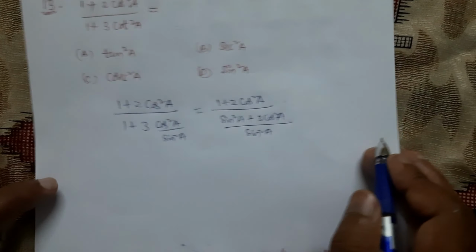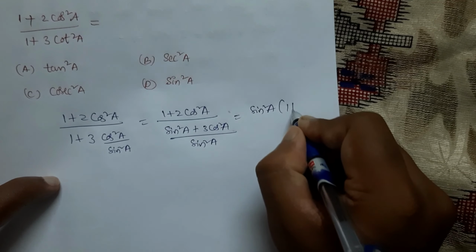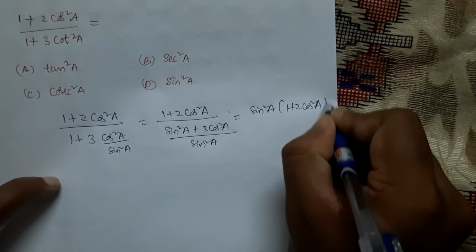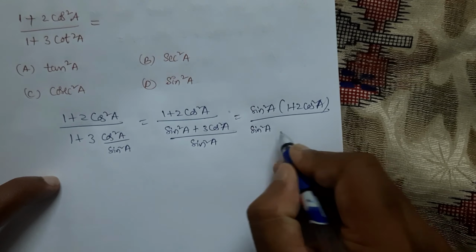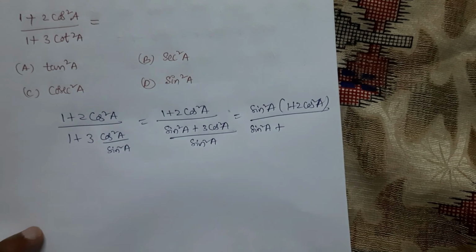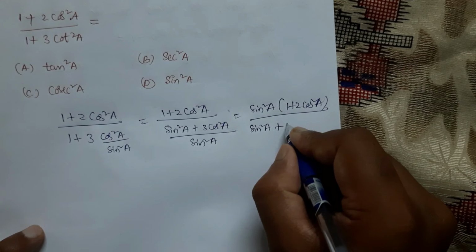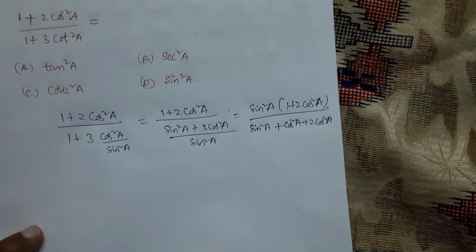That sin square a I will send to the numerator, so it will become sin square a into 1 plus 2 cos square a divided by sin square a plus 3 cos square a, which I can write as cos square a plus 2 cot square a.